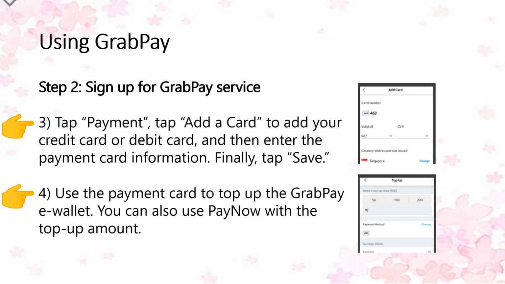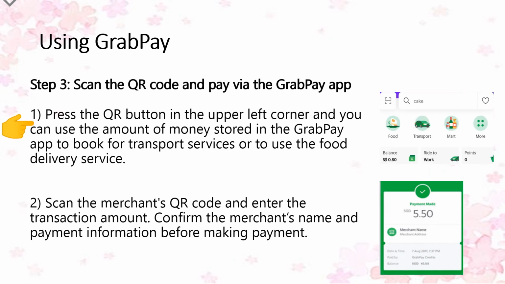After your credit or debit card has been set up, you can use it to top up your GrabPay e-wallet. Alternatively, you could also top up your e-wallet using PayNow. With funds available now in your GrabPay e-wallet, you can use the app for transport services and/or food delivery services. Should you decide to make purchases via GrabPay, however, simply scan the merchant's QR code and enter the transaction amount. Next, confirm the merchant's name and payment details before making payment.